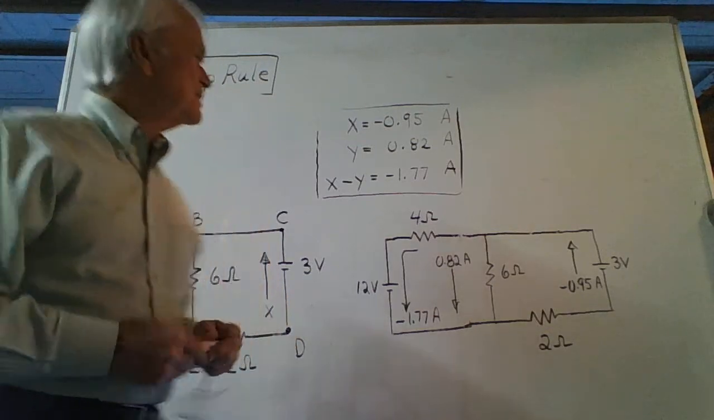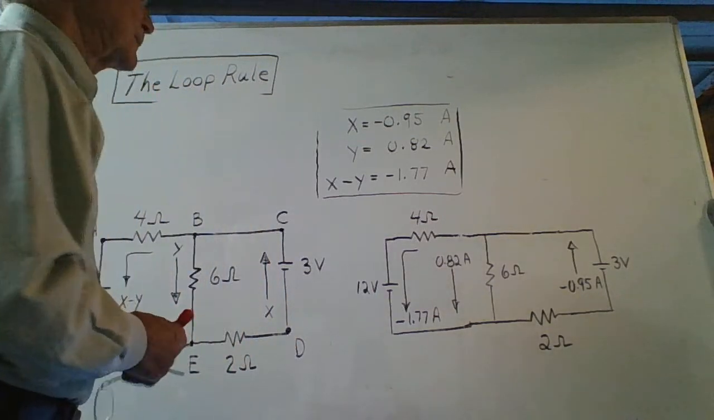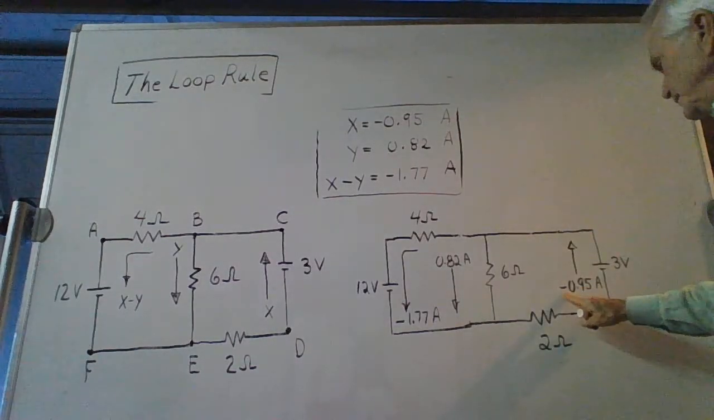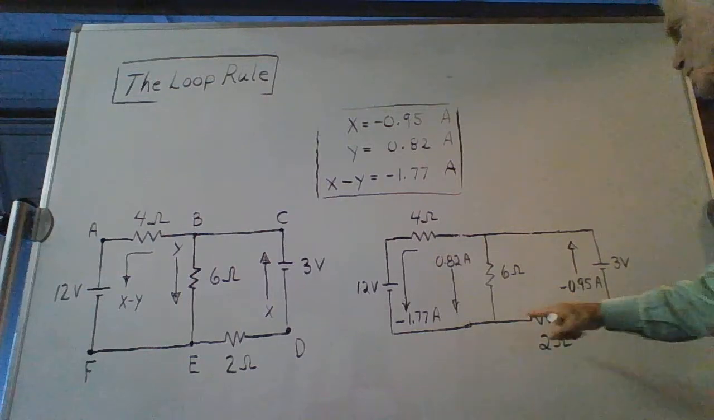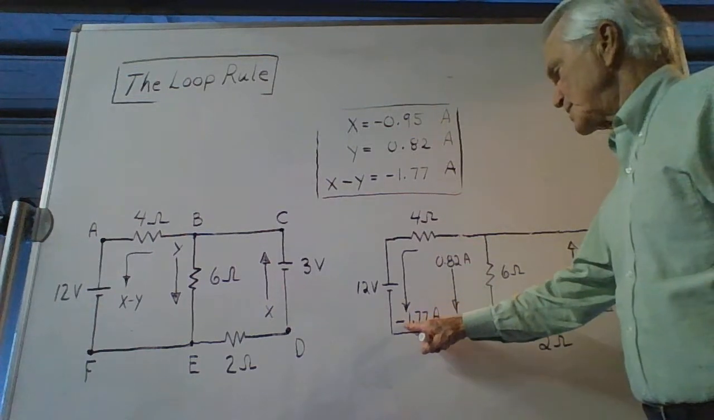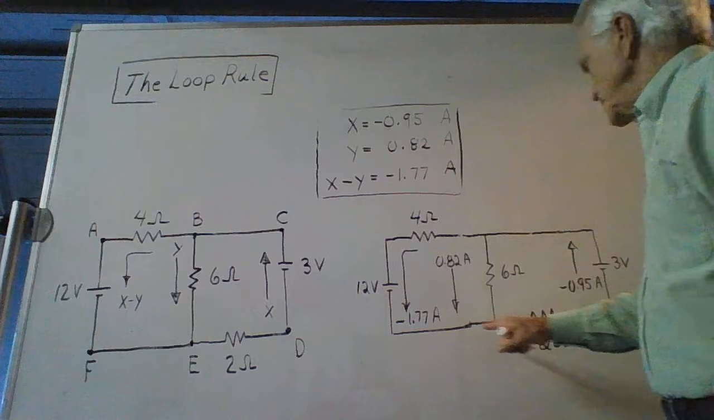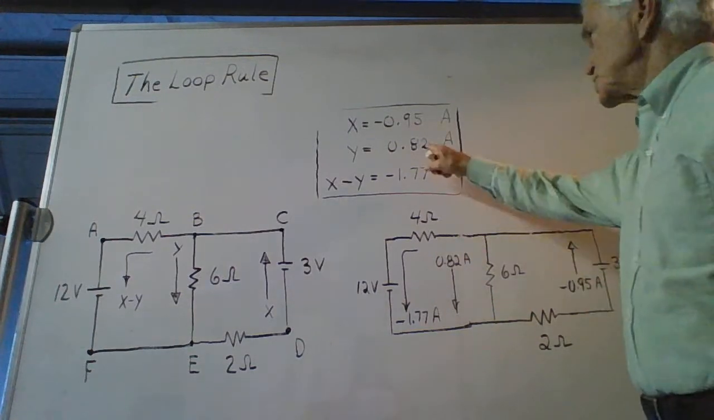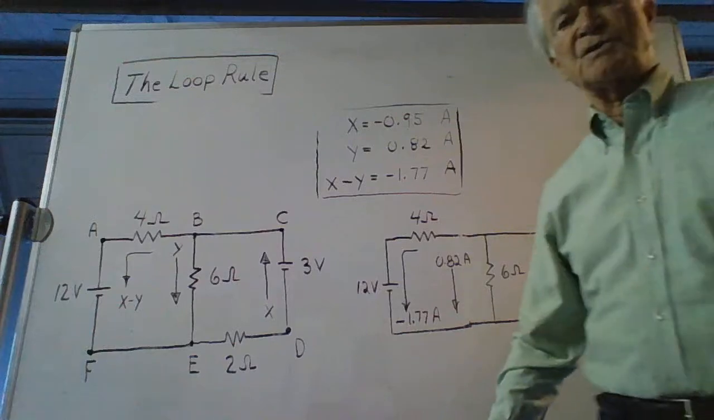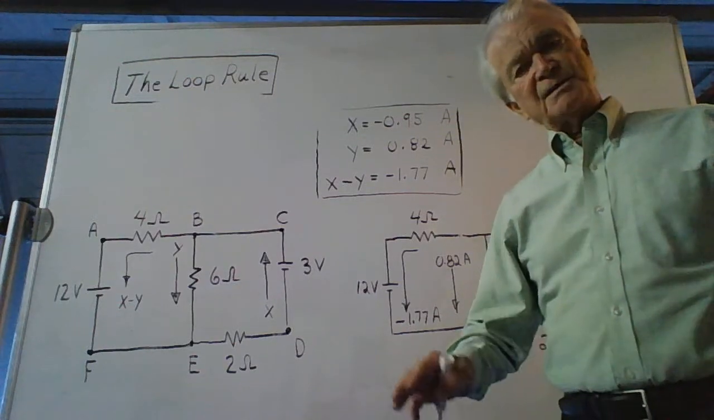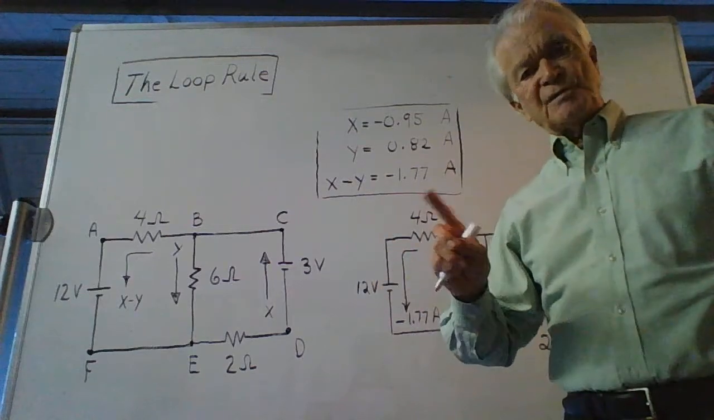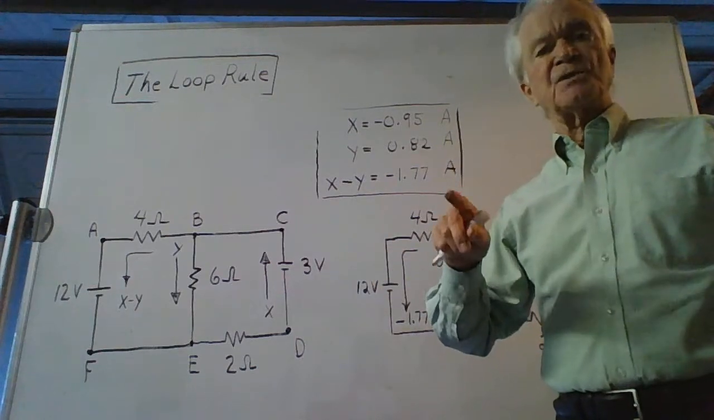You remove the negative sign, as shown here, and reverse the arrow. Remove the negative sign there and reverse the arrow. This current is good, is correct, because it turned out to be positive. If your currents ever turn out to be positive, they're good, they're correct.